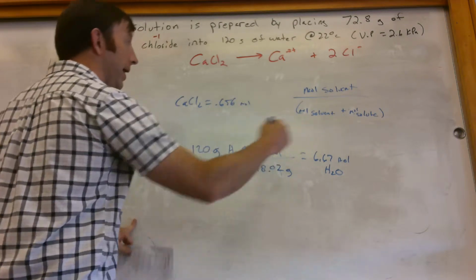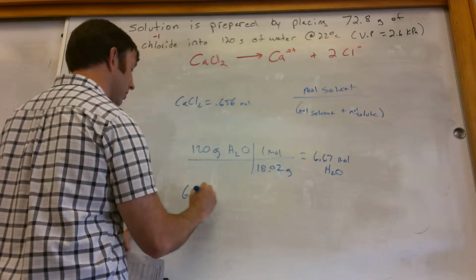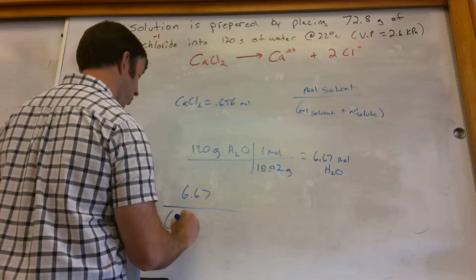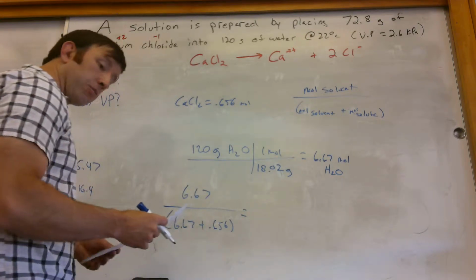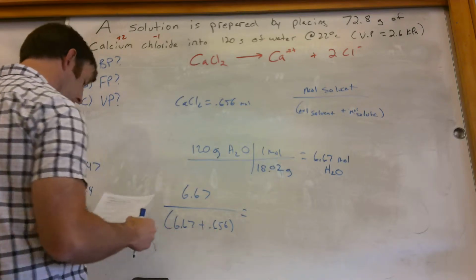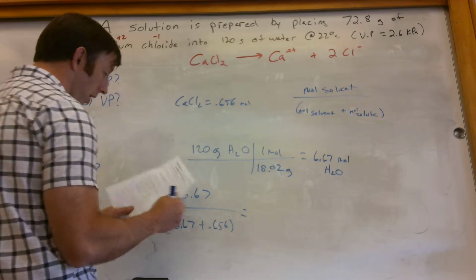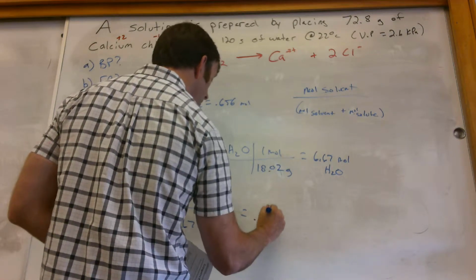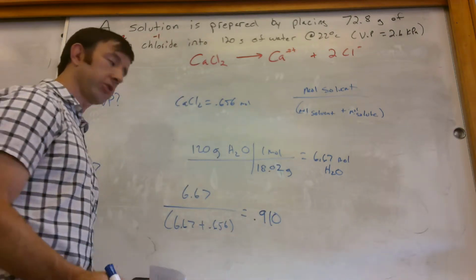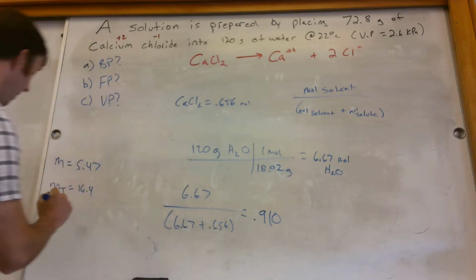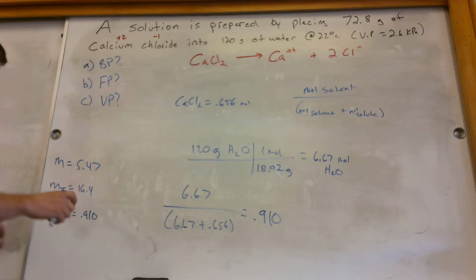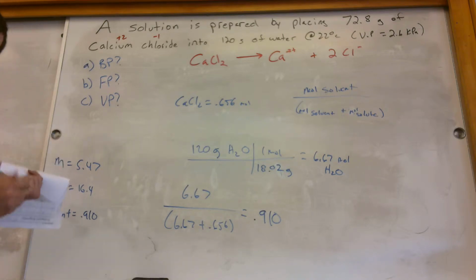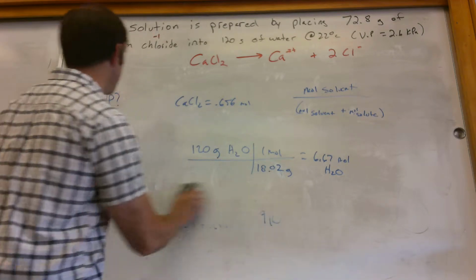All right? So my 6.67 over 6.67 plus 0.656. Alright, and I should get a decimal that comes pretty close to 1 because that's a small addition there. So my mole fraction is 0.910, and mole fraction doesn't get any units, it's just a factor by which we're going to multiply. Right? So we're going to say x solvent over here is equal to 0.910.